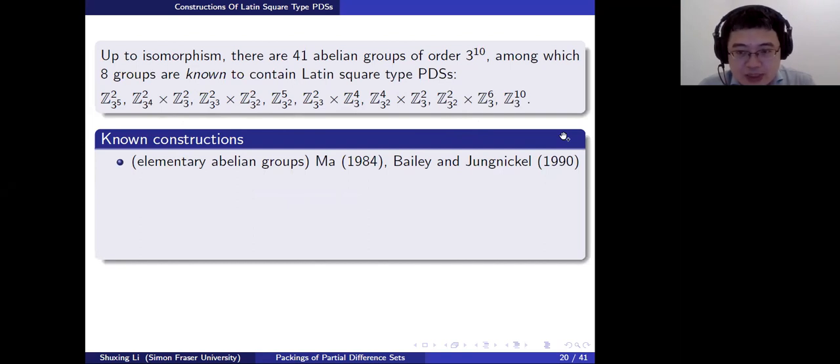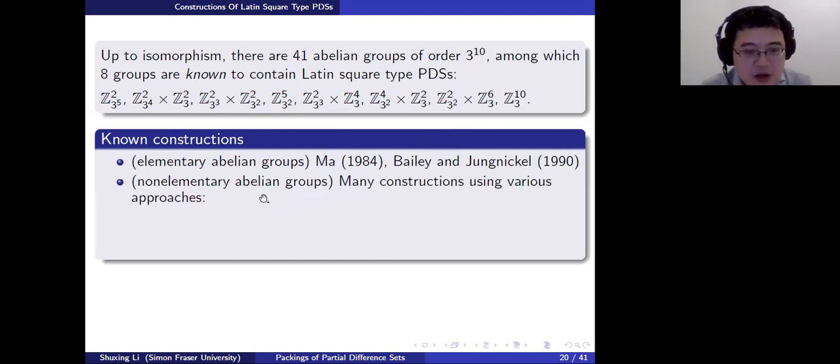The brief story is that up to 1990, people understood Latin square PDS in elementary abelian groups really well. And after that, over the course of more than 30 years, many different authors tried to construct Latin square type PDS in non-elementary abelian groups. There have been many completely different constructions, and there are mainly 3 approaches.